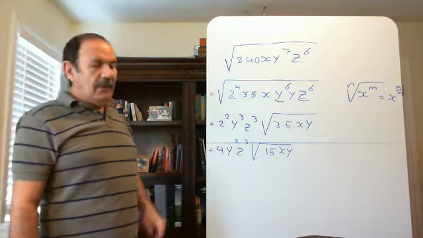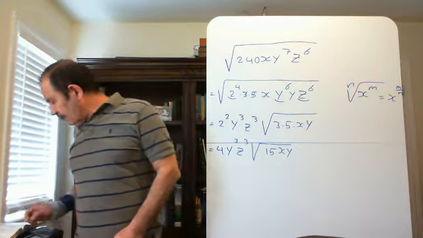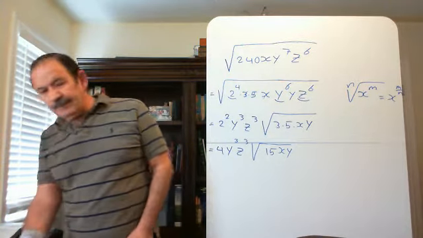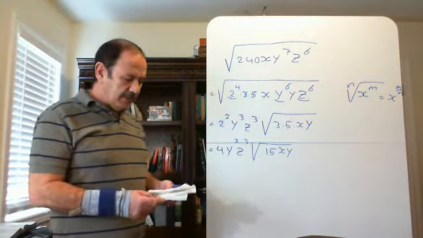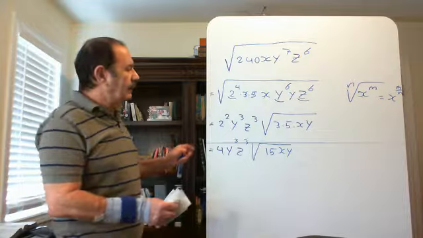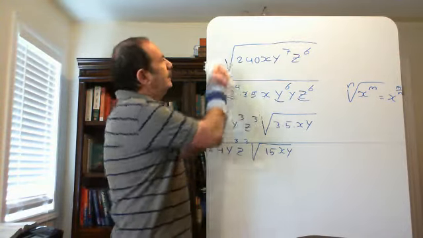Okay, this is one example about simplifying the radical. Let me just do one more example. One more example in the simplification of the radical, then I'm gonna go to the next step.